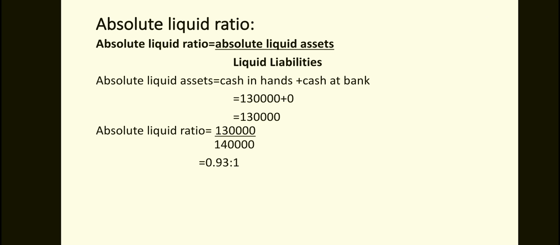Let us try to understand the absolute liquid ratio. We can calculate it by using the formula absolute liquid assets over liquid liabilities. Absolute liquid assets is cash in hand plus cash at bank. Cash in hand is 1 lakh 30,000 rupees. Cash at bank is 0. Total 1 lakh 30,000 rupees. So we can calculate absolute liquid ratio as 1 lakh 30,000 rupees over 1 lakh 40,000 rupees. So 0.93 is to 1 is the absolute liquid ratio.